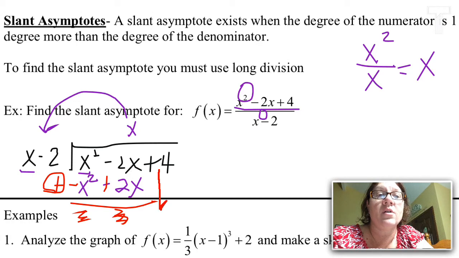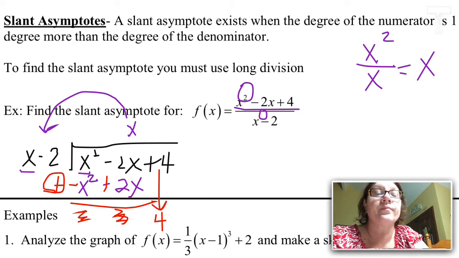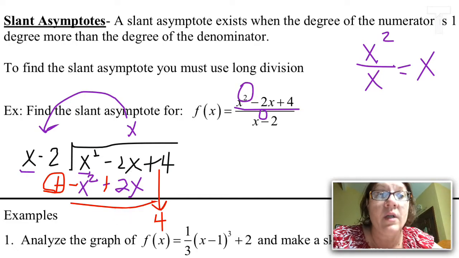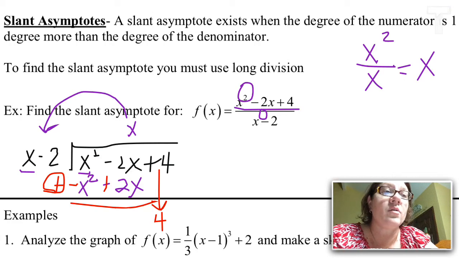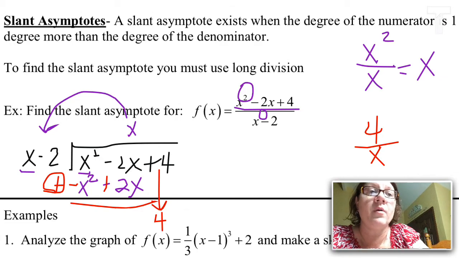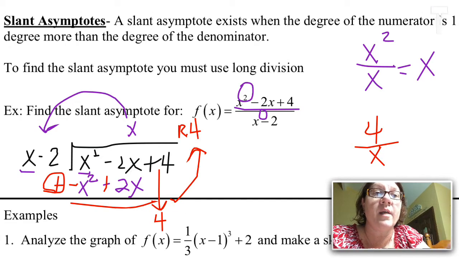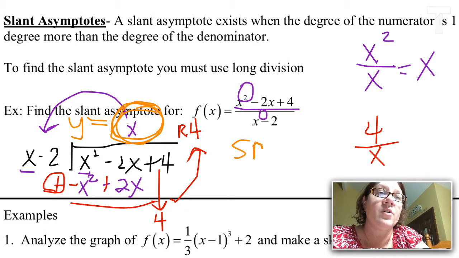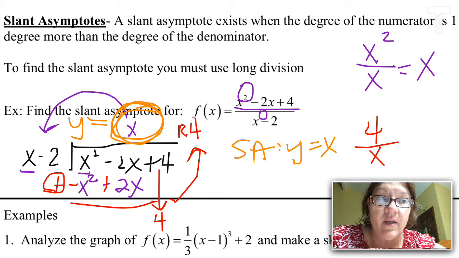And then I would drop down the next term. And where those nothings are, I don't usually put anything. So I scribbled there just so you know there should be nothing there. And then I check to see, will x actually go into 4? And of course the answer is no. So that would be my remainder. But the answer is everything except the remainder. So my answer is this, and it's y equals whatever this is. So my slant asymptote for this function is y equals x. That's how I find a slant asymptote.